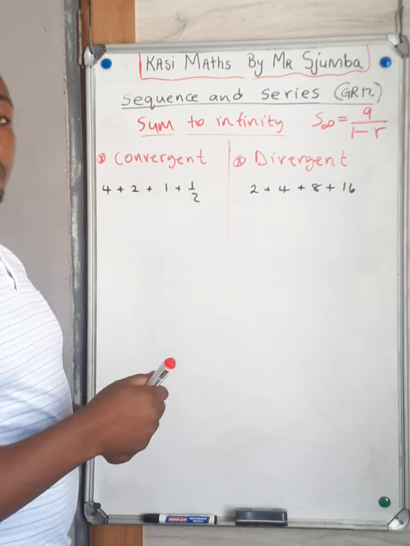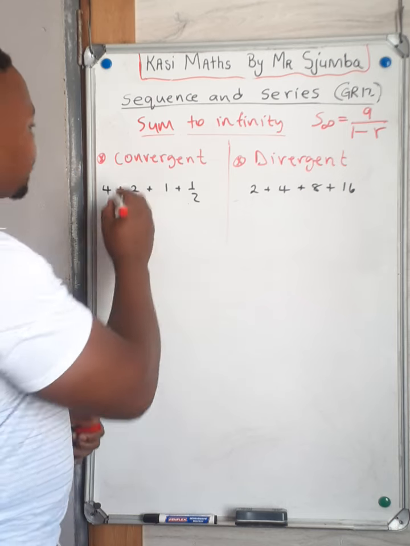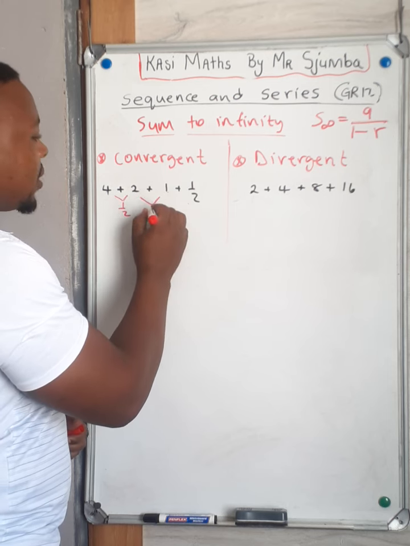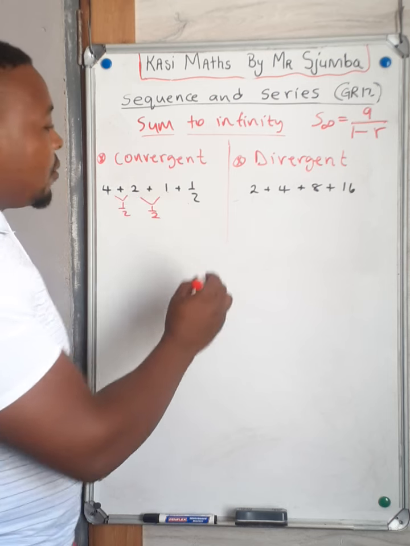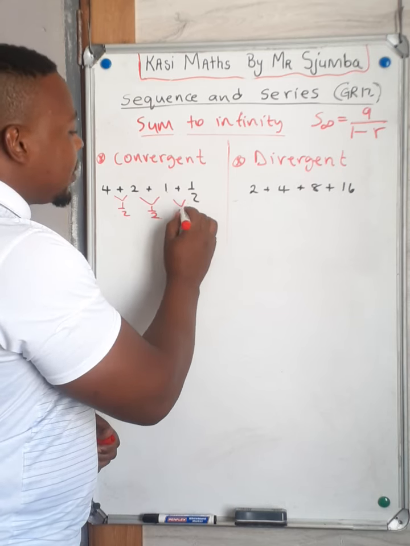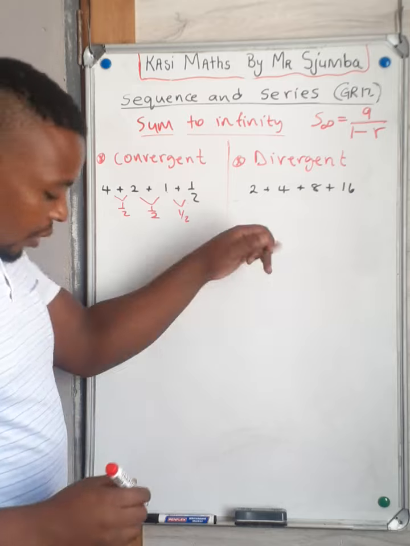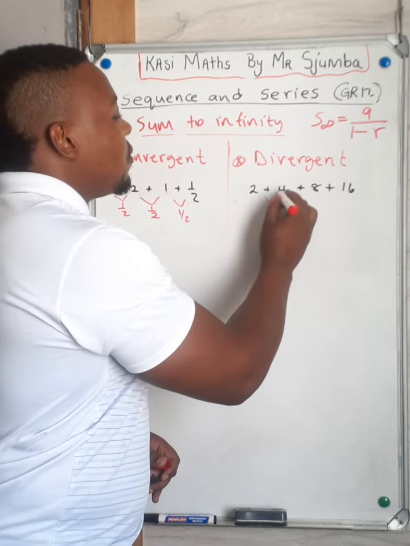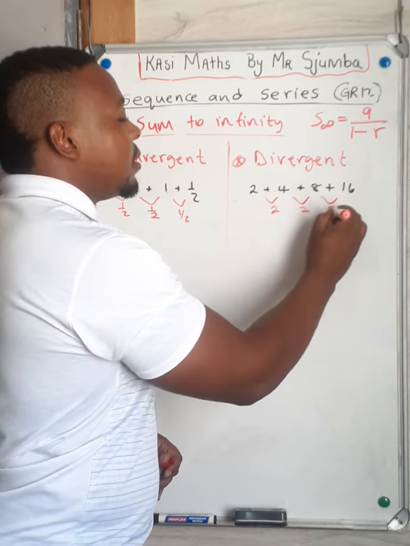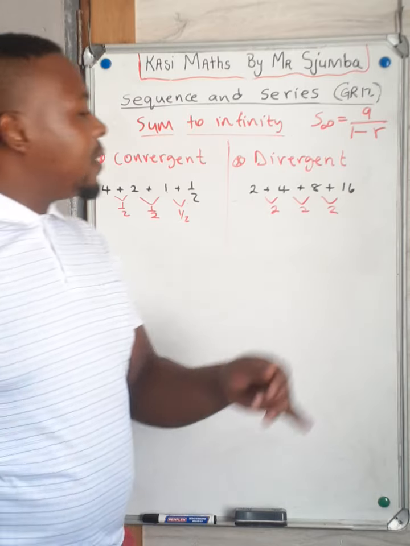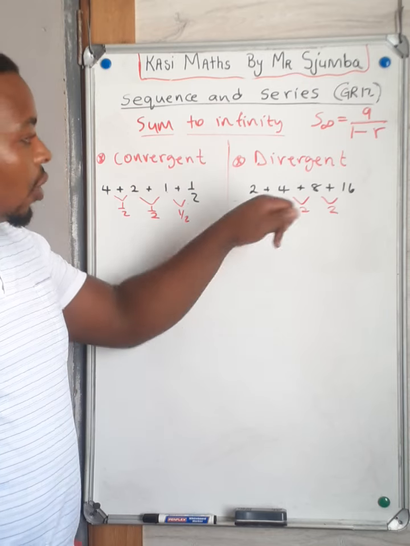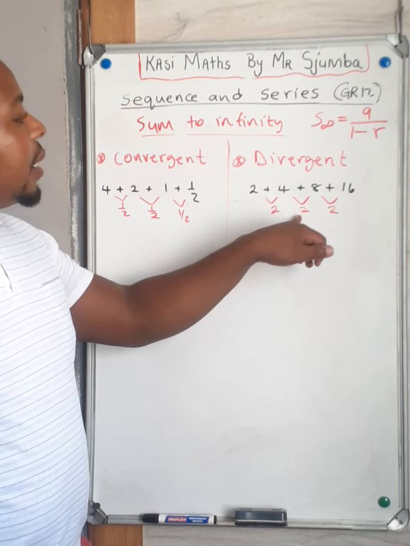Checking the common ratio, I have these two examples. 2 divided by 4 is 1 over 2. 1 divided by 2 is 1 over 2. 1 over 2 divided by 1 is going to be 1 over 2. Checking the common ratio for the other one, 4 divided by 2 is 2. 8 divided by 4 is 2. 16 divided by 8 is 2. So the common ratio here is a half, and the common ratio there is 2.